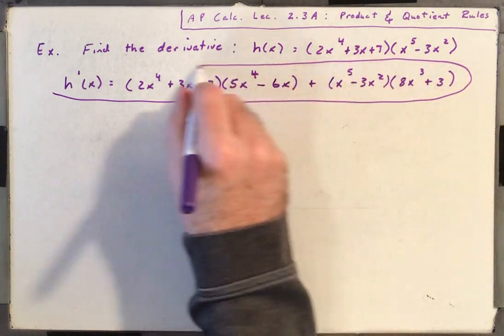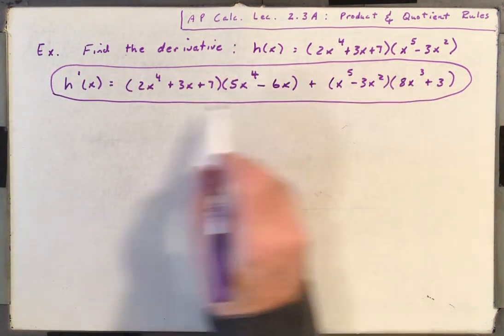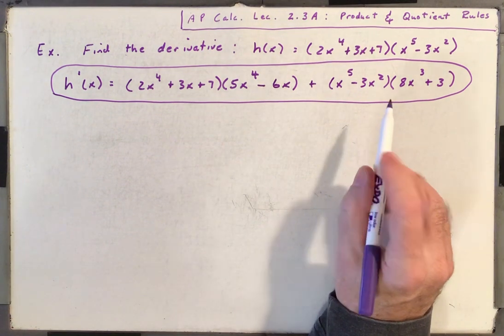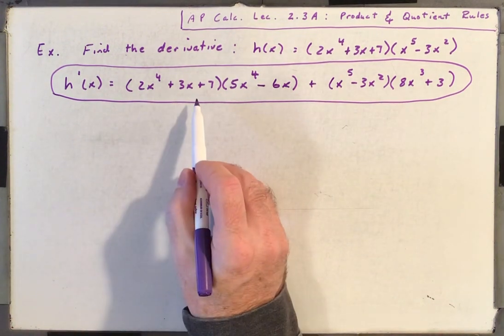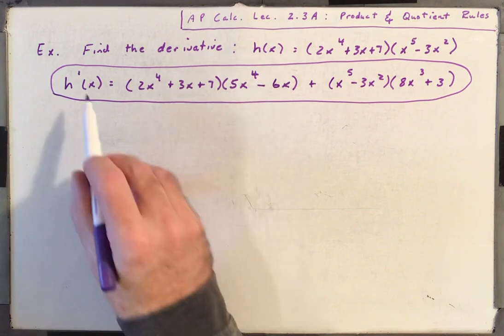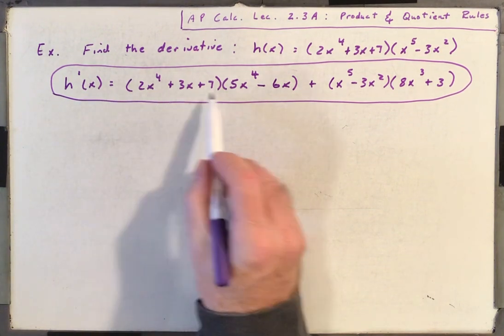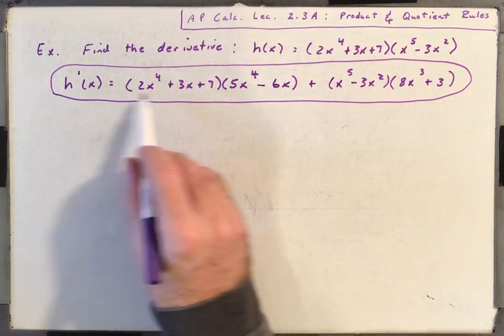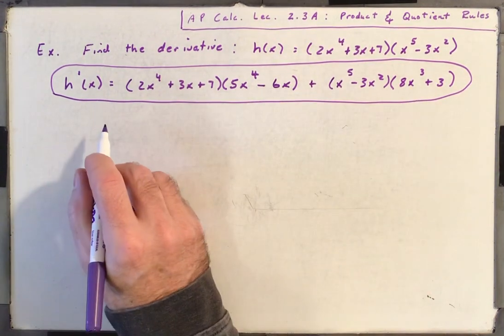Now the back of the book might take that answer and then multiply all that out. But there's no reason to do that. Usually we're finding the derivative at a point. So we would just plug in whatever the x value is and find the value of the derivative. So there's no reason to simplify it. Let's just leave it like that.